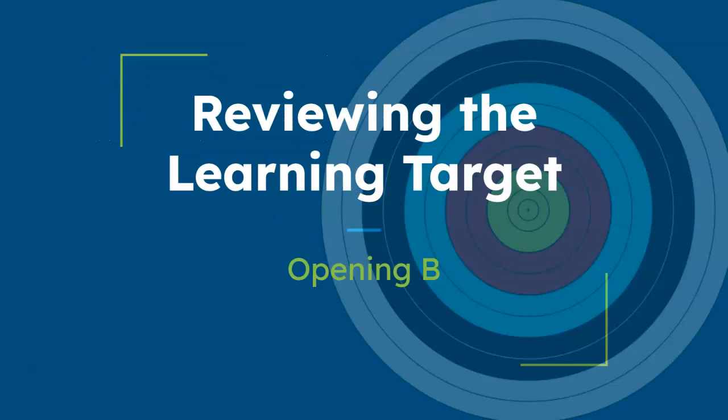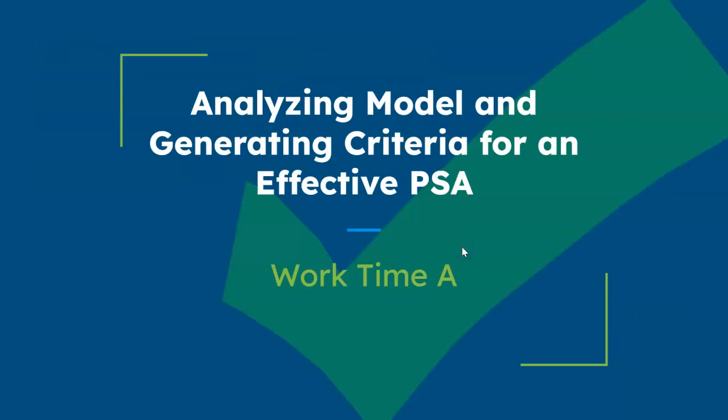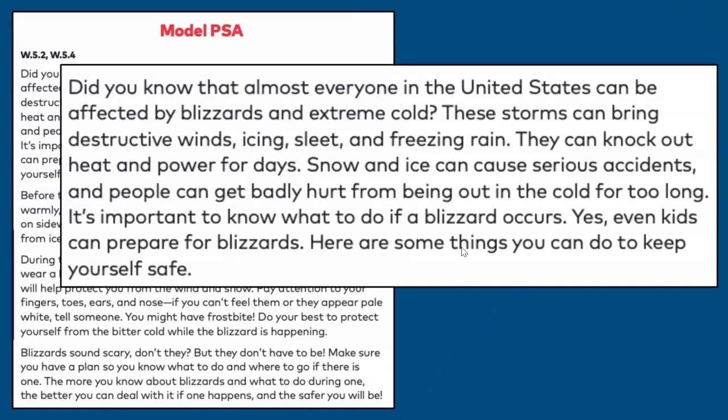Okay, let's review our learning targets. I can analyze a model in order to generate criteria for the effective PSA. Okay, let's look at the model. It says, this first one, I want you to pause the video and read it. And then in the discussion post, I want you to tell me, what does this first paragraph tell us about?